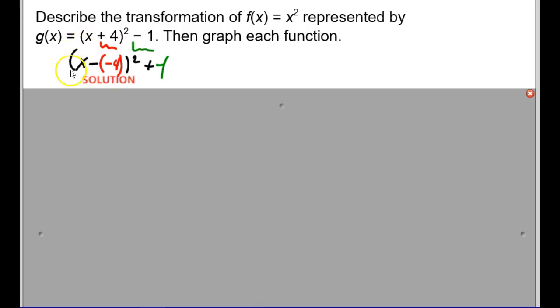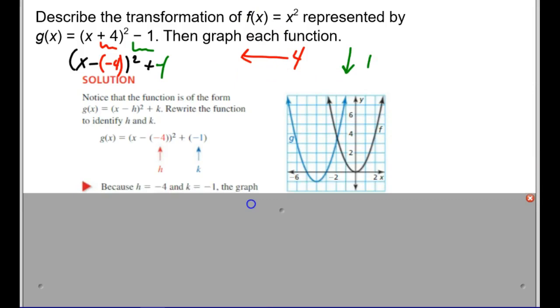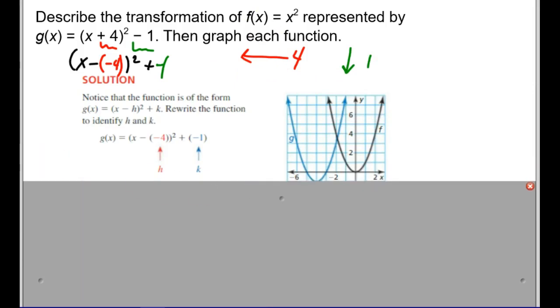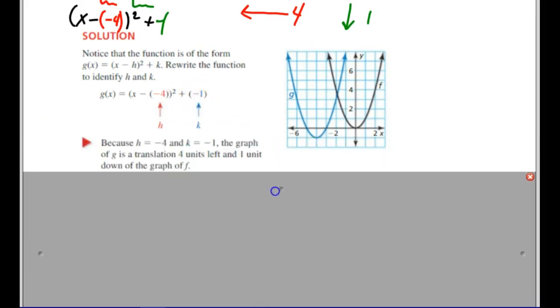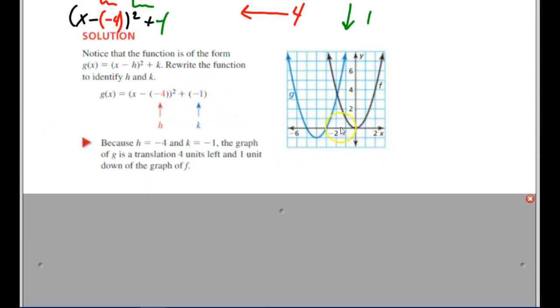So I see inside my parentheses, I have a negative 4, so I know I'm going to be shifting my graph to the left 4 units. This 1 out here is a negative 1, so it tells me I'm going to be shifting my graph down 1 unit. So now let's look at what we've come up with. Here's exactly what we did. We just rewrote this, so I have x minus h, and then plus k. Now I can see my h and k values, so I shift my entire graph to the left 4 and down 1. And this is what my new graph looks like. I don't have any stretching or shrinking yet. I just have shifted the entire graph.